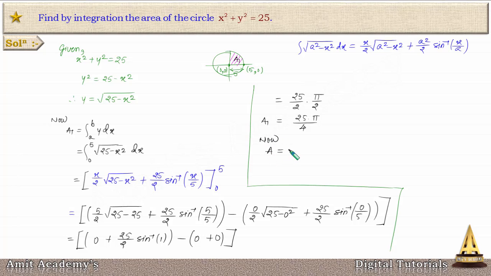So total area A is equal to 4 into a1, which is 4 into 25 pi upon 4. Now this 4 and this 4 will get cancelled. So I'll get A is equal to 25 pi, and this is your final answer.